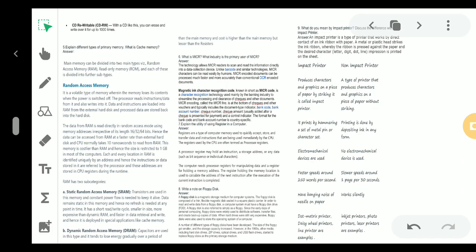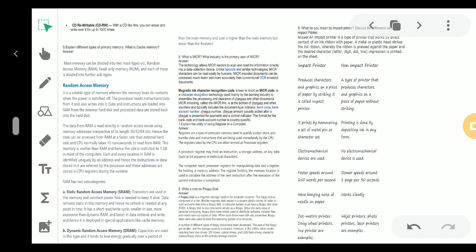Okay, the main question that we need to learn, the difference between these two, is very important. An impact printer produces characters and graphics on a piece of paper by striking it, so that's why it's called an impact printer. A non-impact printer is a type of printer that produces characters and graphics on a piece of paper without striking. An impact printer prints by hammering a set of metal pins on a character set, and a non-impact printer prints instantly by depositing ink in some form. So one is an electromechanical device, the other is a non-electromechanical device.